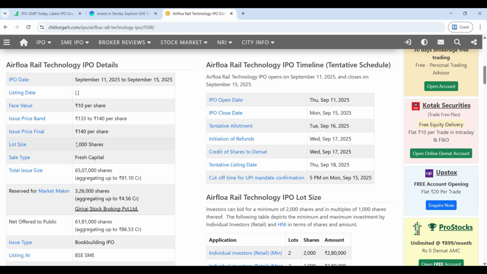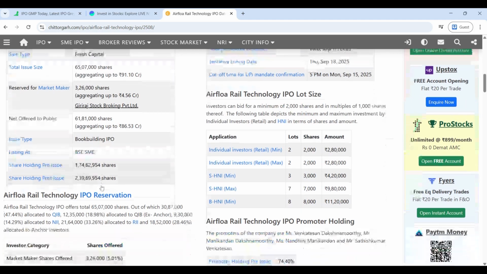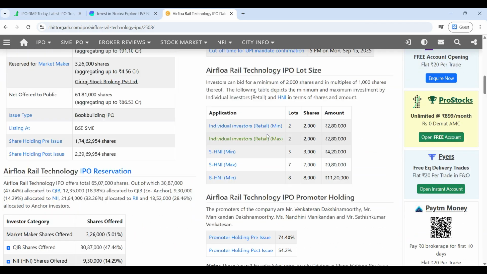So here you can see something, lot size, which is 1,000 shares. So you cannot buy a single share. You need to buy in multiples of lot size. So here one lot is 1,000 shares and the issue price is 140 rupees. To apply for a single lot, you will need a minimum of, here it is mentioned, the minimum two lots, which is 2,80,000. If it is a single lot, then it will come to around 1,40,000 something. So minimum you should invest this much amount.